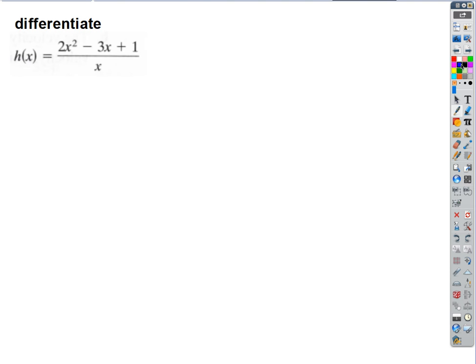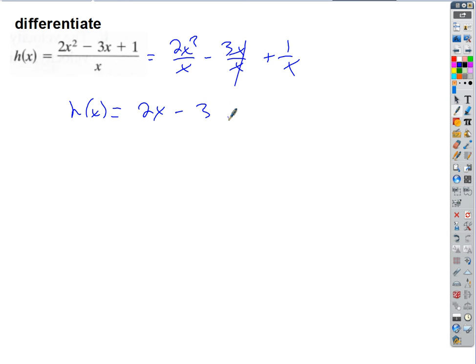Good, we got a common denominator, so we could just split it up. We could write this as 2x squared over x minus 3x over x plus 1 over x. So the first term we just simplify to 2x. Second term, the x's cancel. And then 1 over x, how would I write that as a power? There you go, right? Now we're all set up to use our generalized power rule.